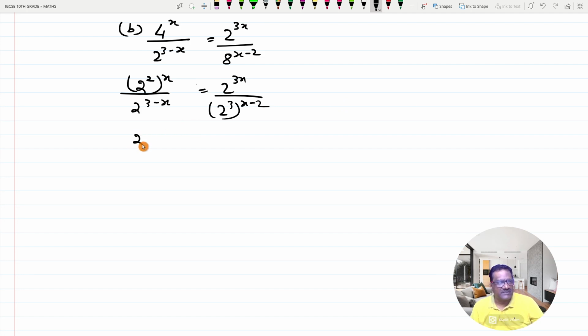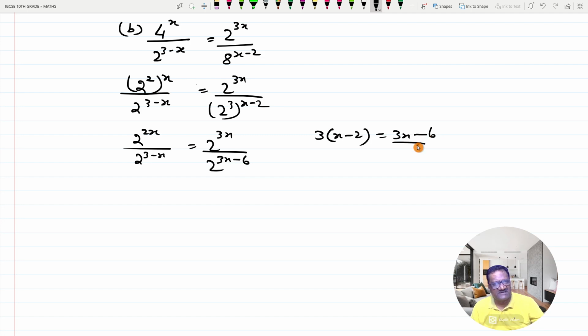Next step, I'll do this. 2 raised to 2x means 2 squared, whole raised to x. So this will become 2 raised to 2x upon 2 raised to 3 minus x equal to 2 raised to 3x, and this will become 2 raised to 3 into x minus 2, that is 3x minus 6. So you have to do this way: 3 into x minus 2 equal to 3x minus 3 twos are 6.